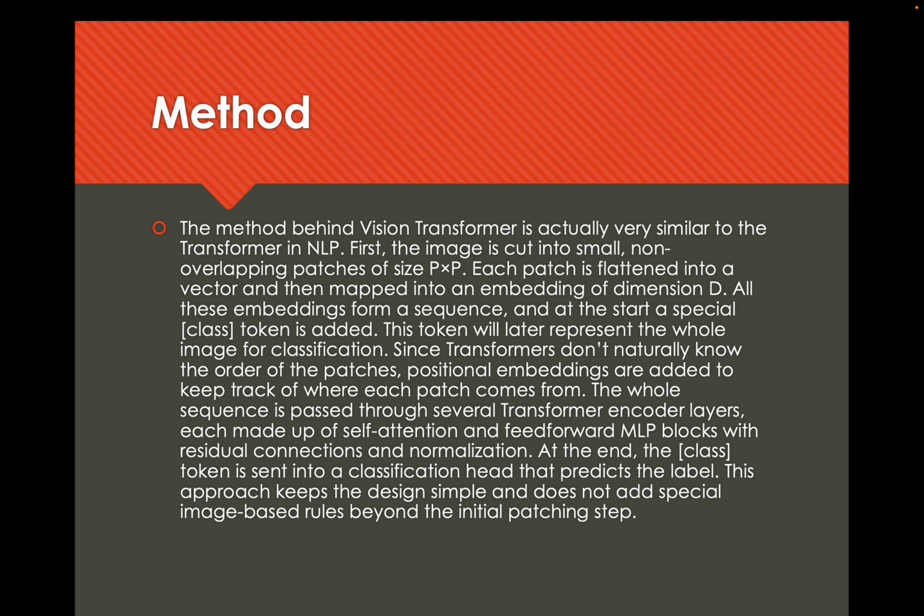Since the transformer doesn't naturally know the order of the patches, positional embeddings are added to keep track of where the patches come from. The whole sequence is passed through several transformer encoder layers, each made up of self-attention and feed-forward MLP blocks with residual connections and normalization. At the end, the class token is sent to a classification head that predicts the label. This approach keeps the design simple and does not add special image-based rules beyond the initial patching step.